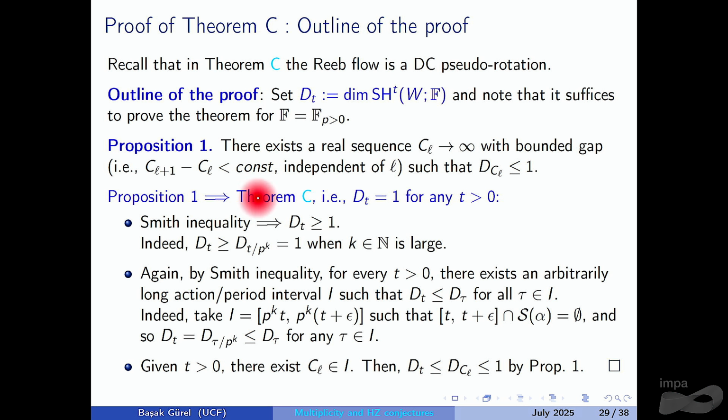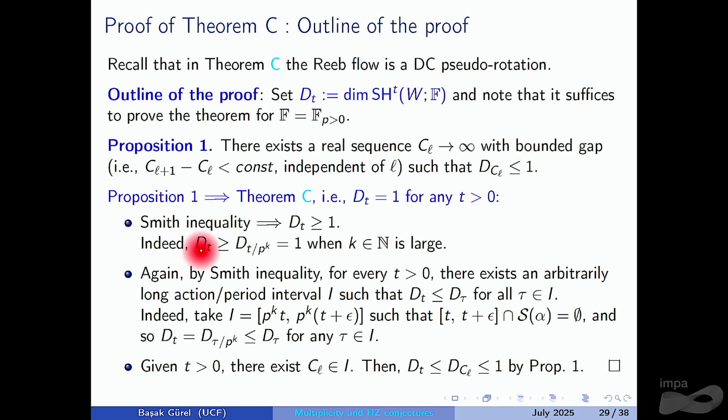So the first result is, to do so, I'm going to prove the following proposition: there is a real sequence c_L going to infinity with bounded gap, for which this dimension, for this sequence of real numbers, is at most 1. So let's see how this is going to be enough for my theorem.